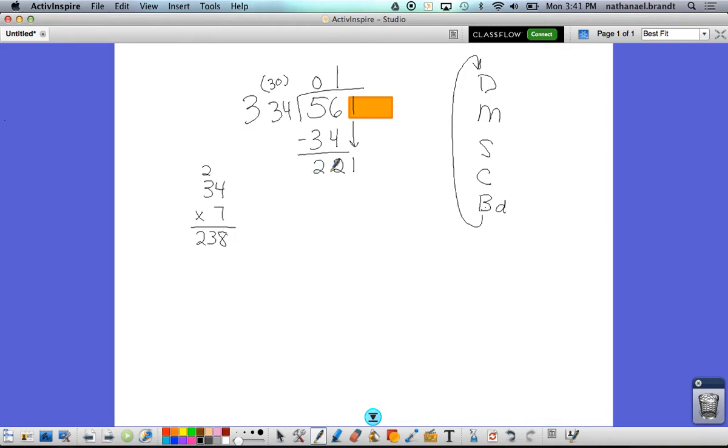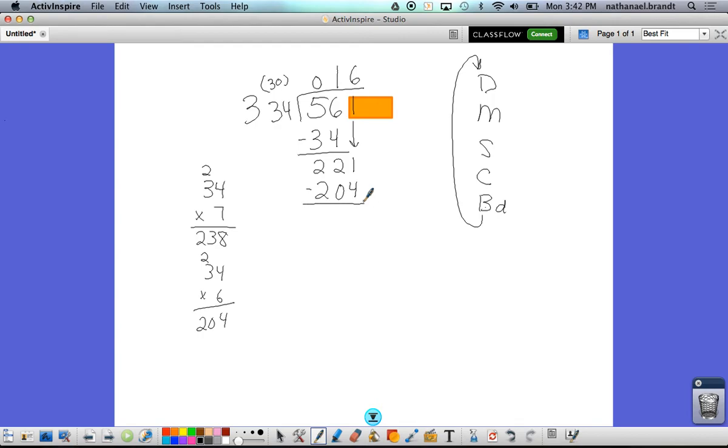That number has to be smaller than this. So I'm going to try 6. 34 times 6. 4 times 6 is 24. 3 times 6 is 18, plus 2 is 20. That's 204, which is small enough that it will work. So 221 divided by 34 gives me about 6. 6 times 34 is 204.